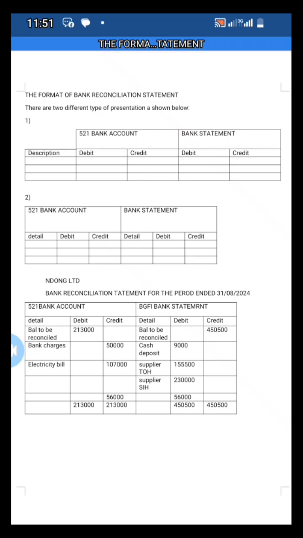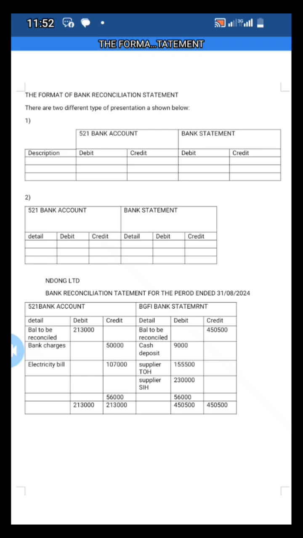So to correct this error, we just simply have to subtract the 32,000 minus 23,000. They will have 9,000. So we bring the 9,000 on the debit side. When we bring it on the debit side, you will see that the bank statement has reduced that amount that they recorded as 32,000.